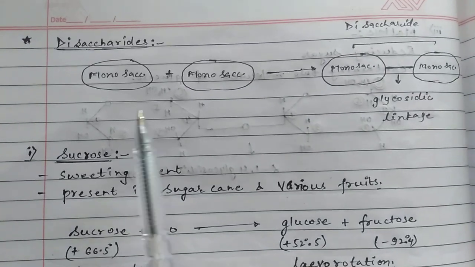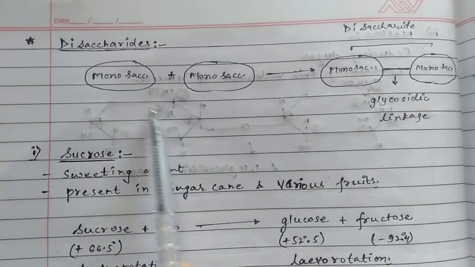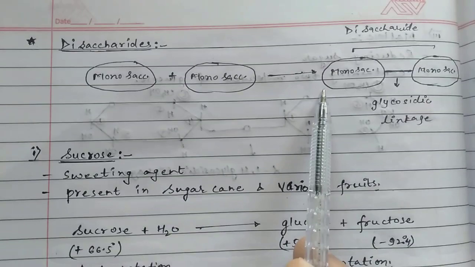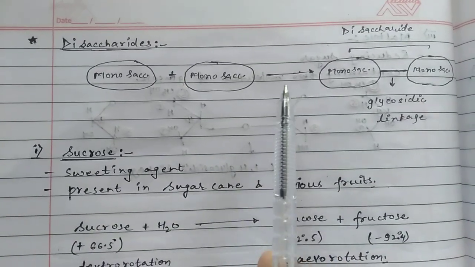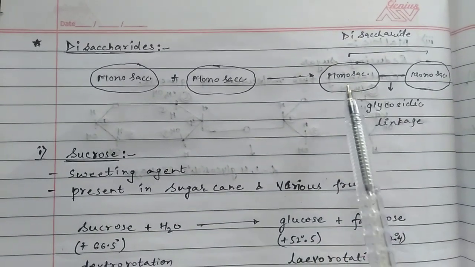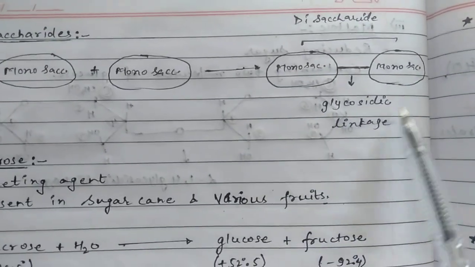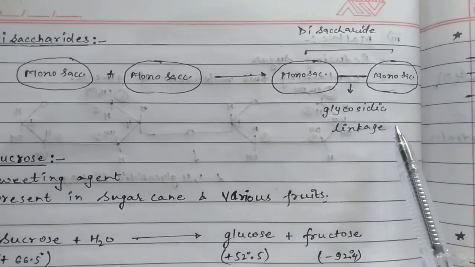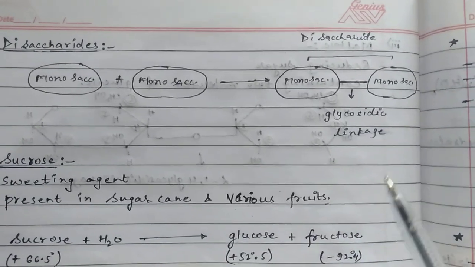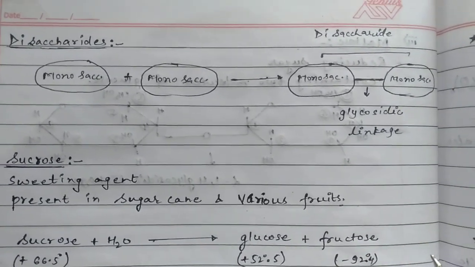Disaccharide is a compound of two monosaccharides. When two monosaccharides combine with each other with the release of water, they form a disaccharide, and these two monosaccharides are bonded by a glycosidic linkage. So the glycosidic linkage is always present in carbohydrates.